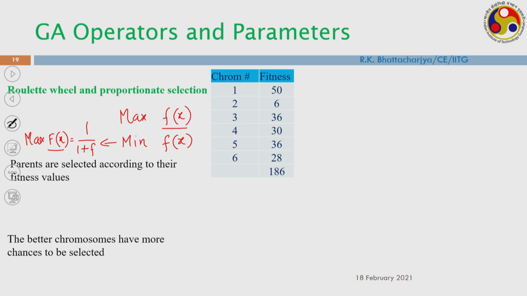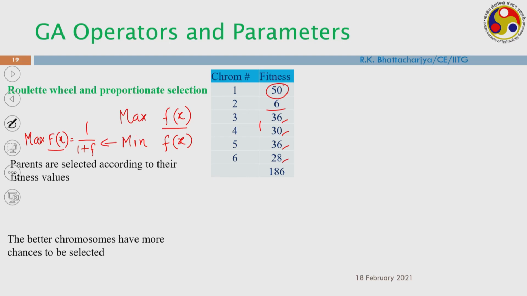For this example problem, I have calculated the fitness just like a maximization problem. Suppose the chromosome 1, that is the first solution, has fitness value 50. That is the best solution in the population. Out of these 6 solutions, the first is the best. The second solution has fitness value 6, which is the worst solution in this population. The other solutions are between the best and the worst: 36, 30, 36 twice, and then 28.